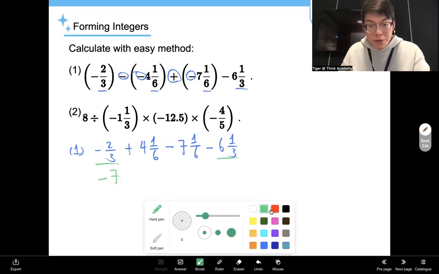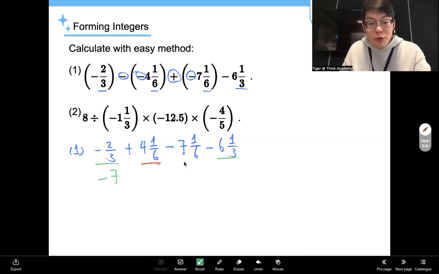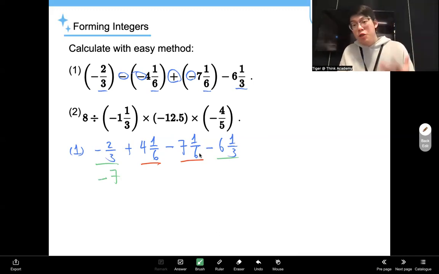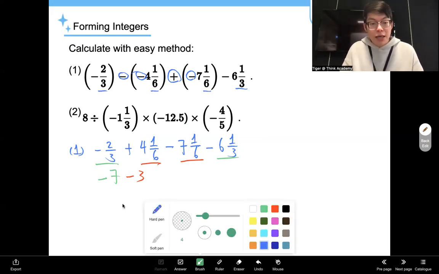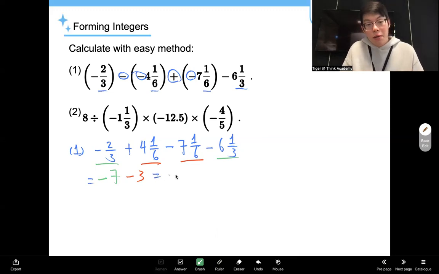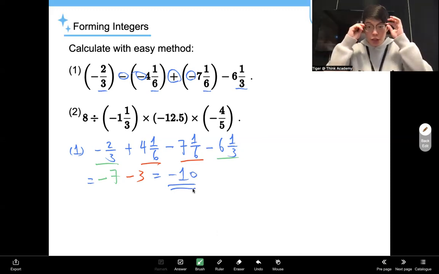And what about the other two? If I am removing 7 and a 6th from 4 and a 6th, what do I get? Well, first of all, the 1/6 should be cancelled out. And then I'm taking 7 away from 4, which means that it is -3. Okay, so combining the two findings, the answer is going to be equal to -10. All right. So that's the answer to the first question.